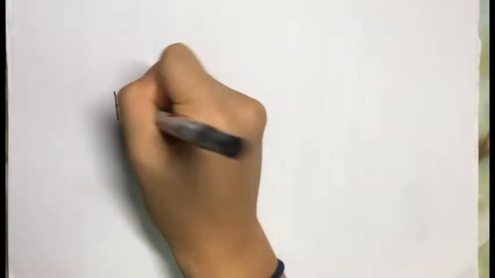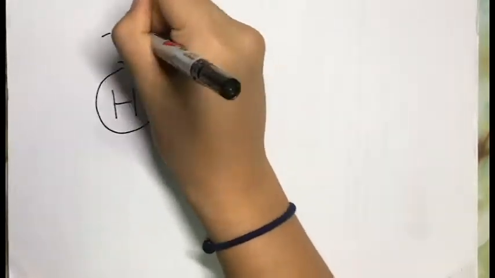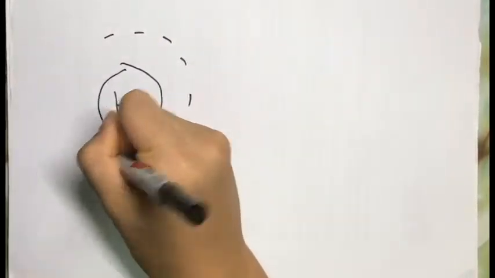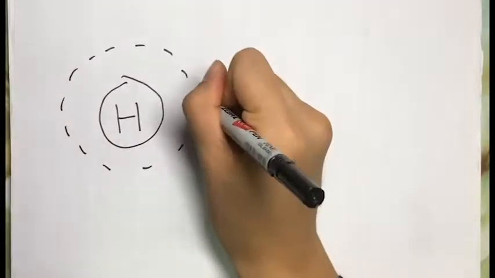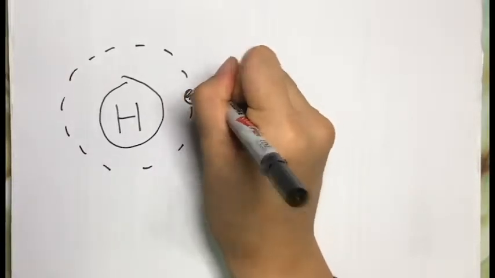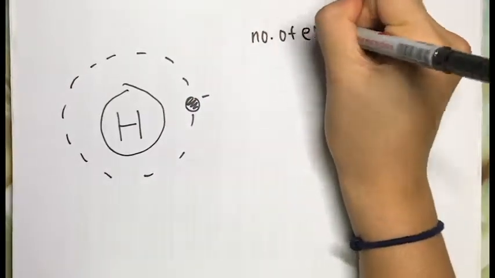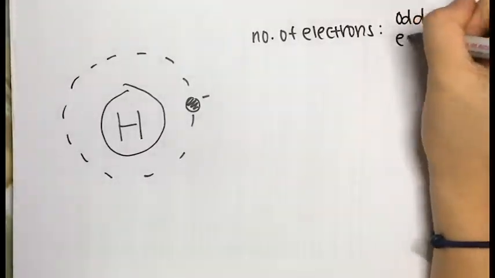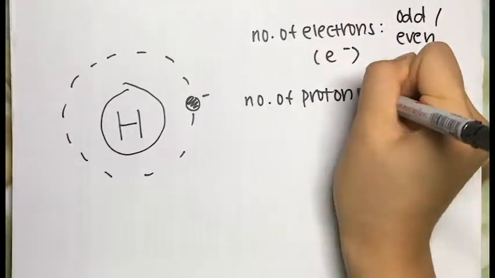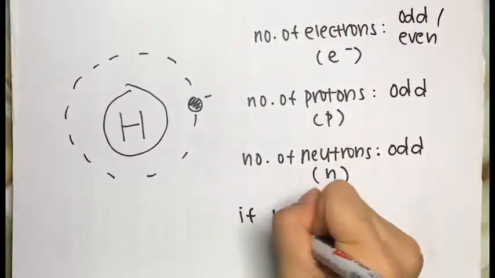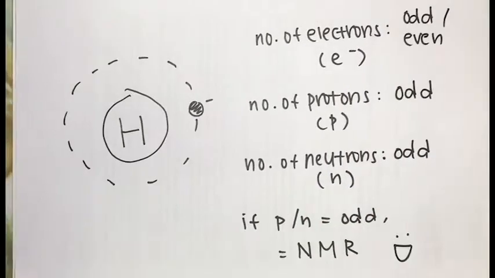NMR works with the rotation of atoms. Each atom has protons and neutrons in the nucleus and electrons orbiting around it. For hydrogen, there is one electron in its electron orbital. NMR can work regardless of the number of electrons that are in the orbitals, so long as either proton or neutron number is odd.